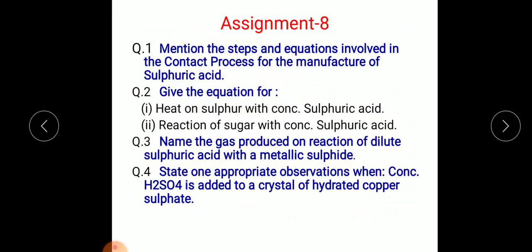Now, assignment for today, assignment number 8. Question number 1, mention the steps and equations involved in the contact process for the manufacture of sulfuric acid. Question number 2, give the equation for heat on sulfur with concentrated sulfuric acid and reaction of sugar with concentrated sulfuric acid. Question number 3, name the gas produced on reaction of dilute sulfuric acid with a metallic sulfide.